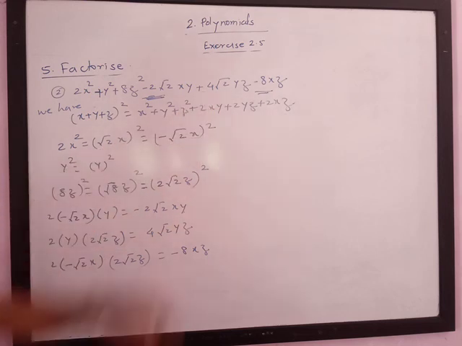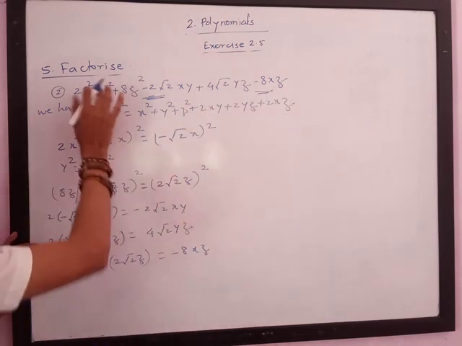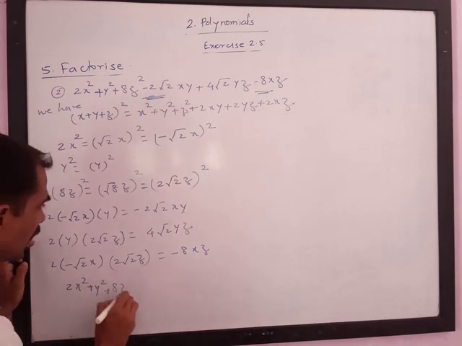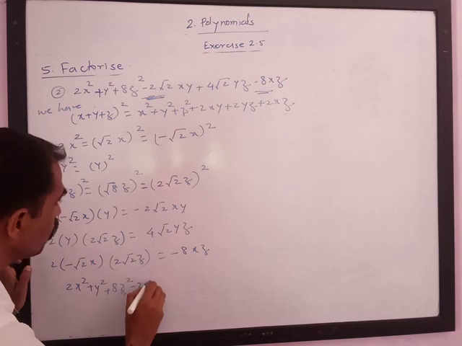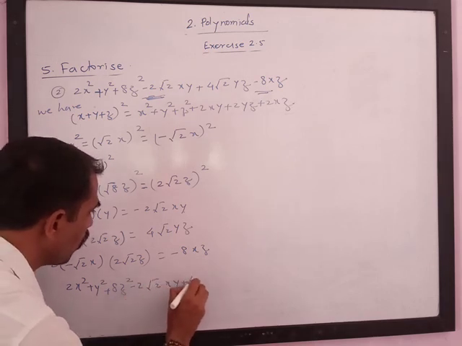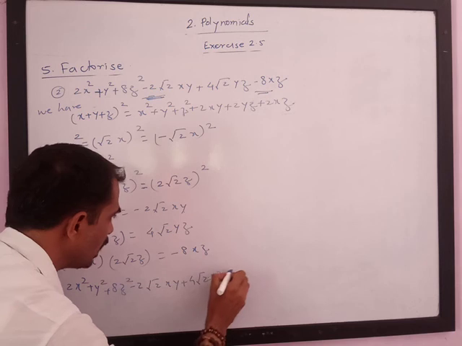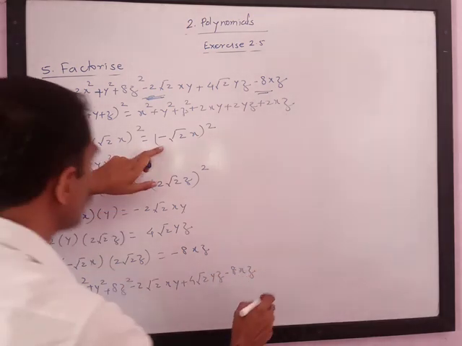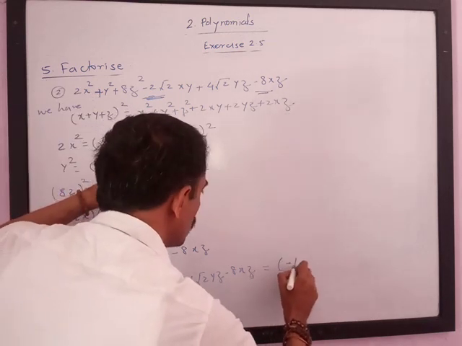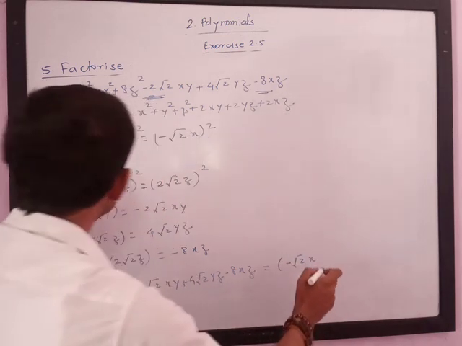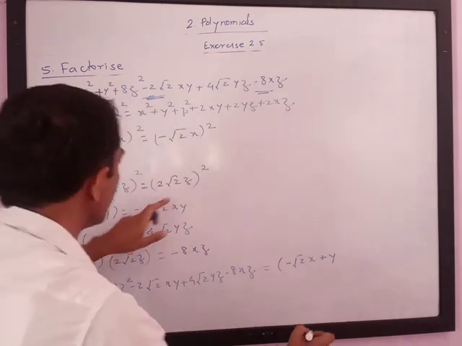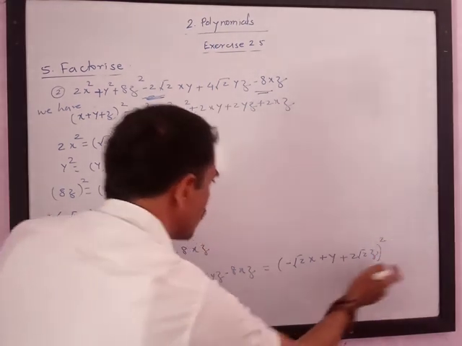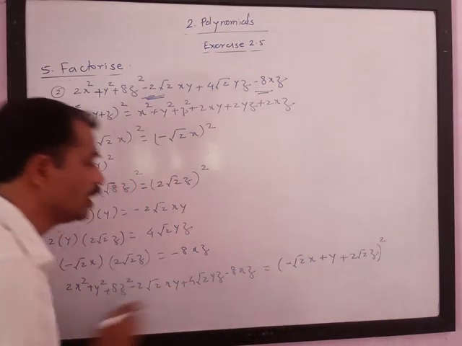So we have got the last term as well. It means this is an expansion of, that is the question, 2x square plus y square plus 8z square minus 2 root 2 xy plus 4 root 2 yz minus 8xz is an expansion of this: first term minus root 2x, second is plus y, and third is 2 root 2 z, bracket square. So if you square this, you will get the same answer.